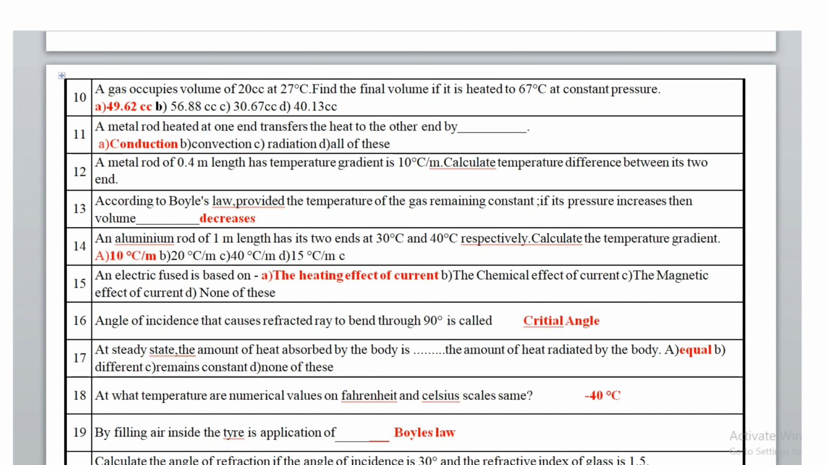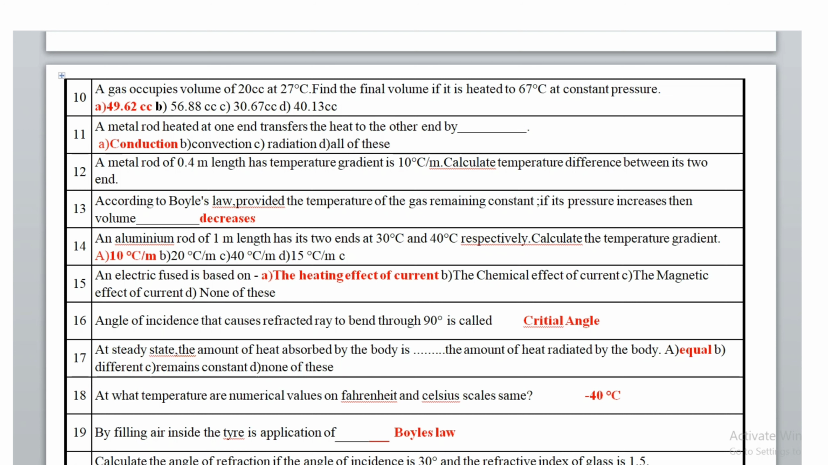A metal rod heated at one end transfers the heat to the other end by conduction. Then according to Boyle's law, provided the temperature of the gas remains constant, if its pressure increases, then volume decreases. An aluminum rod of 1 m length has its two ends at 30 degrees Celsius and 40 degrees Celsius respectively. Calculate the temperature gradient. Temperature gradient is 10 degrees Celsius per meter. The electric fuse is based on the heating effect of current.